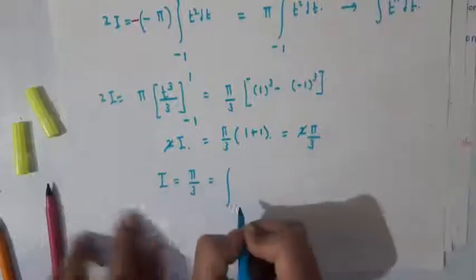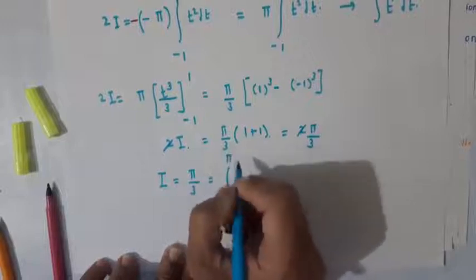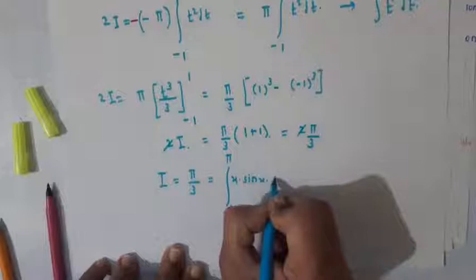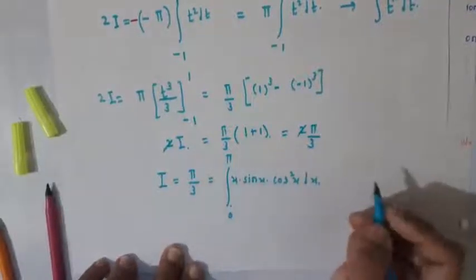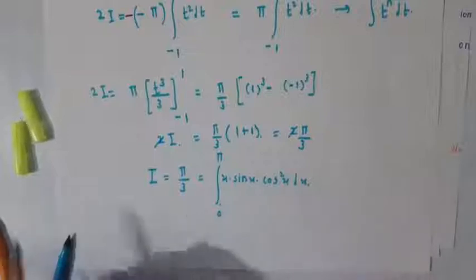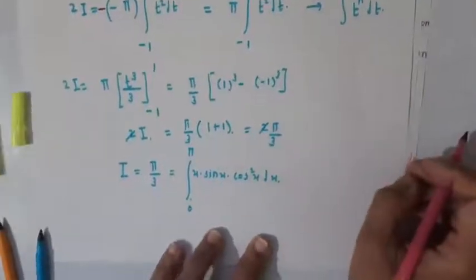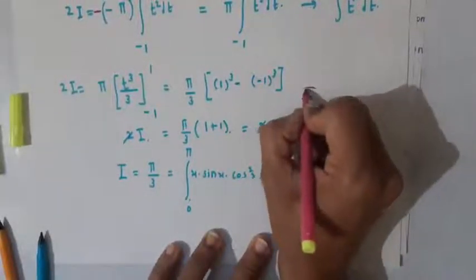This is integration of 0 to pi x into sin x into cos square of x with respect to x. Okay students, and hence we have solved all the problems from the exercise 4.2, and now let us take one example as a homework.